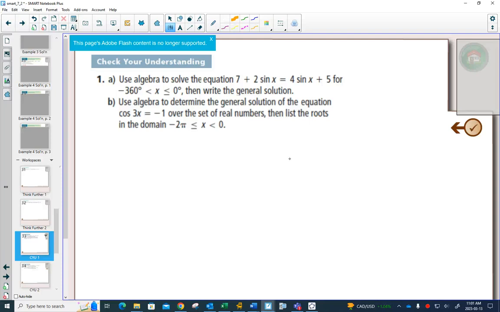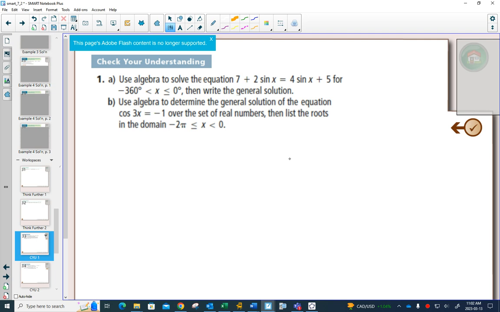Use algebra to solve the equation. So first of all, if I look at this equation, I notice that I have some like terms on both sides. I'm going to want to solve for the angle. And I notice I also only have sine x. I don't have sine squared, so I don't need to do factoring. What I want to do is try to get sine x by itself.